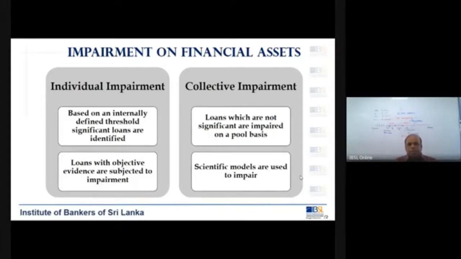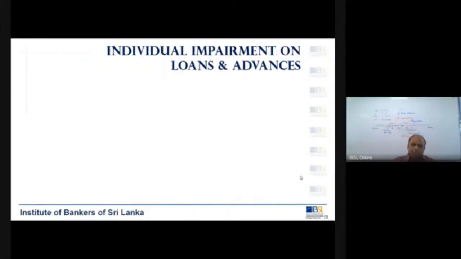How you do individual impairment is where we look at some internally developed models used for this individual impairment. Collective impairment is also using some models, but these are known as scientific models. So basically, when you talk about impairment, it takes two forms. One is known as individual impairment. The other one is collective impairment.